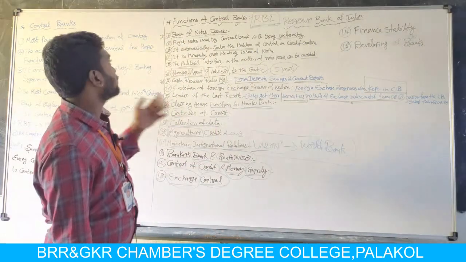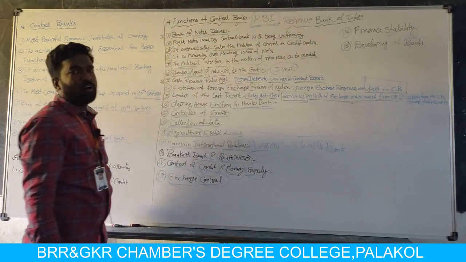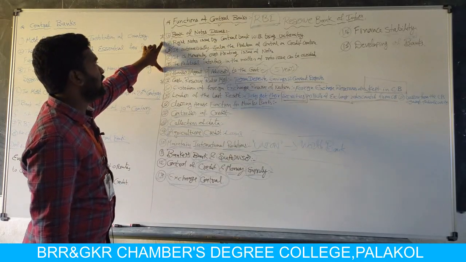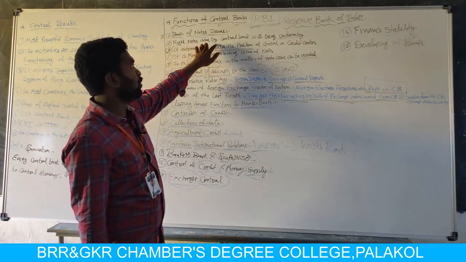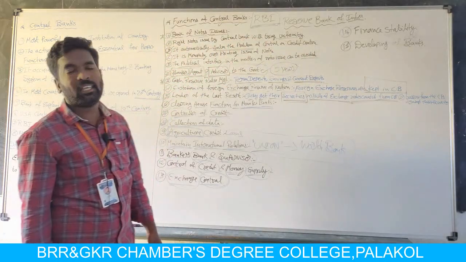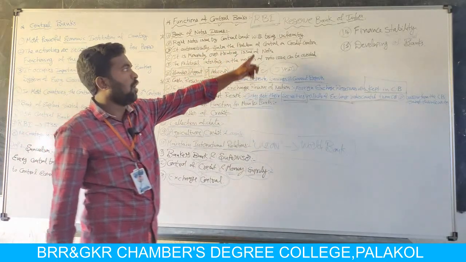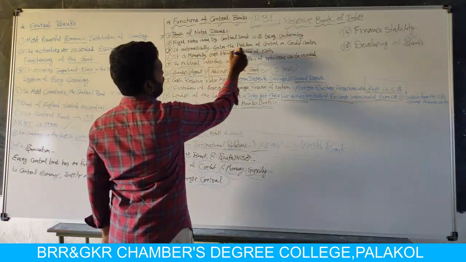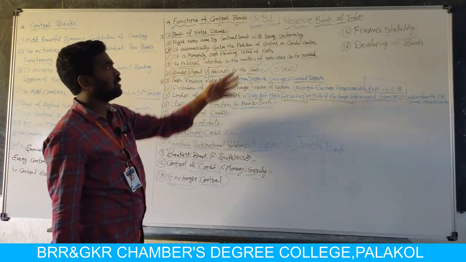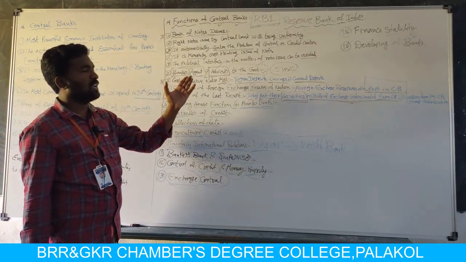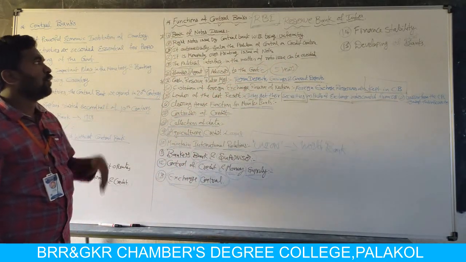Then functions of the central bank or Reserve Bank of India. The first one, bank of note issue. In the bank of note issue, there are 4 qualification points. First, notes issued by the central bank will bring and maintain uniformity. Second, it automatically solves the problem of control on credit creation. Third, it is a monopoly over printing and issue of notes. And then political interference in the matter of note issue can be avoided. These 4 points are about the bank of note issue.